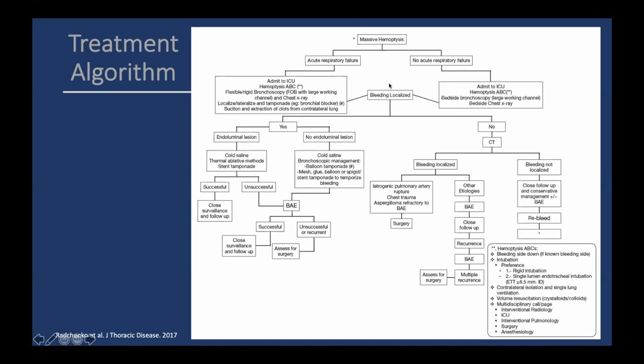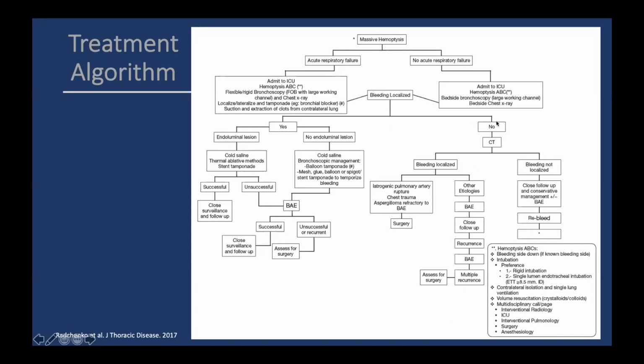The next break in the tree here is if you're able to localize a bleeding or not. If you are able to localize a bleeding and it's coming from an endoluminal lesion, then here you can use bronchoscopic tools to help control. If you're unsuccessful at that point from a bronchoscopic tool standpoint, then you go to bronchial artery embolization. If they don't have endoluminal disease, again, you end up more times than not going to bronchial artery embolization. If that's unsuccessful, you can go to surgery, or again, you can also repeat bronchial artery embolization.